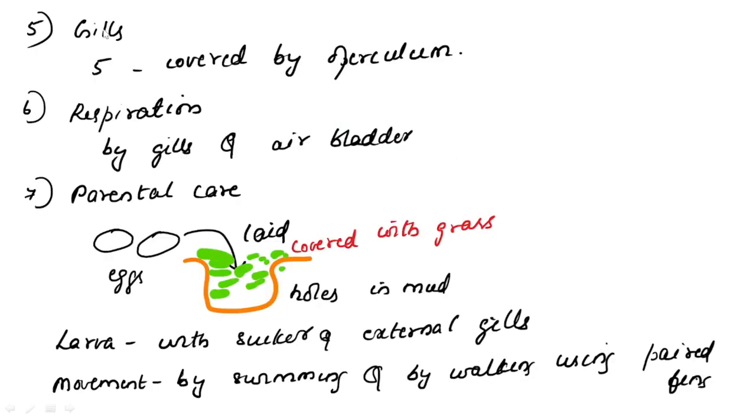And then gills are 5. It is covered by operculum. Respiration, how? With the help of gills and air bladder. Then regarding the parental care, this is an important feature. They show a behavior: first, they make holes in the mud. And later, they fill that hole with dried grass and such sort of materials. And only then do they lay their eggs in that hole. And the larva that comes out has a sucker and external gills. And regarding movement, it can swim as well as walk using the paired fins.